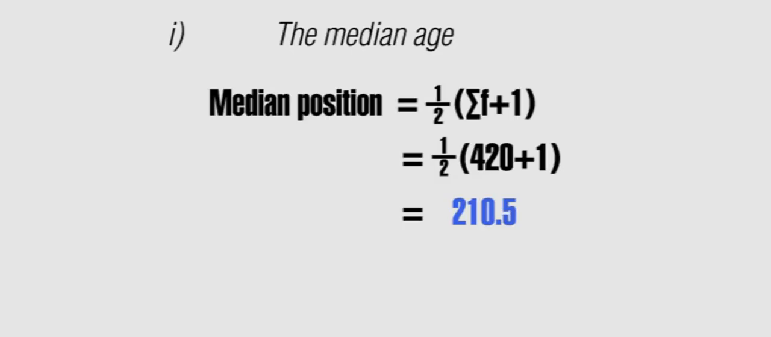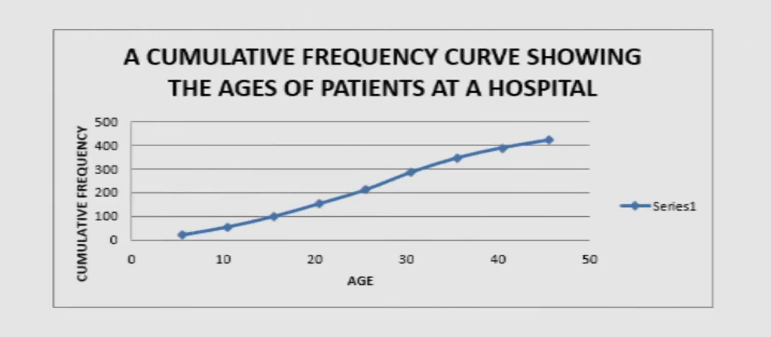So we move to the cumulative frequency axis of our graph, as you can see on the screen. We indicate 210.5. We then trace it horizontally to the curve we have drawn. At the point of intersection of the curve, we move vertically down, and from the graph, we are getting 30.8. So per our data, we can say that the median age is 30.8, because we are talking about ages.